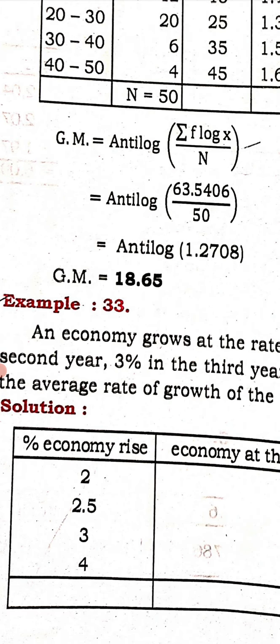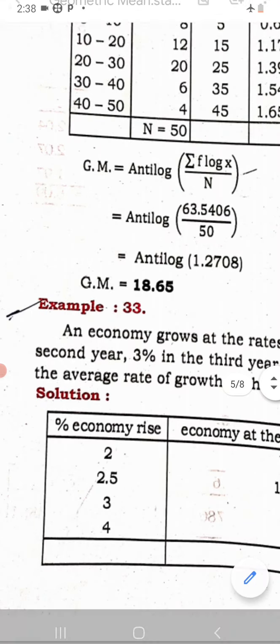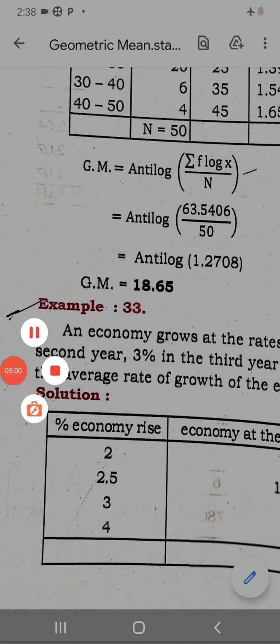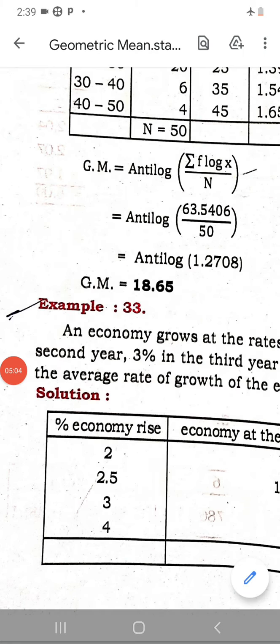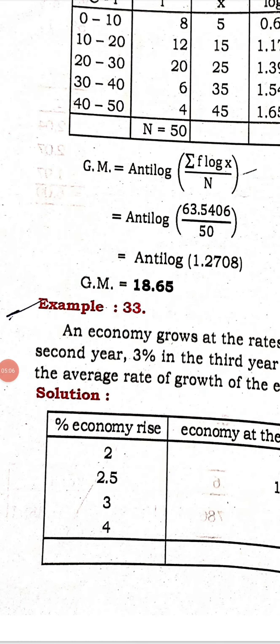After 2 digits, means after 18, we have to put the point. So we'll get the answer as 18.6865. In this way we have to calculate the value of geometric mean when continuous data is given.